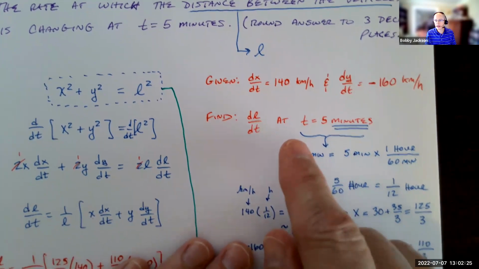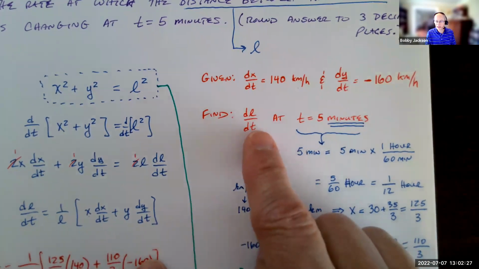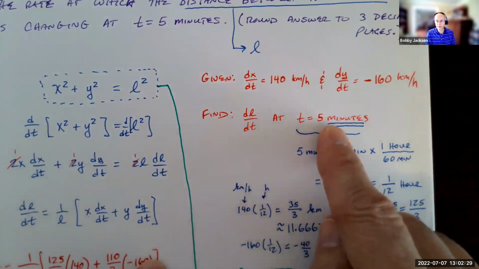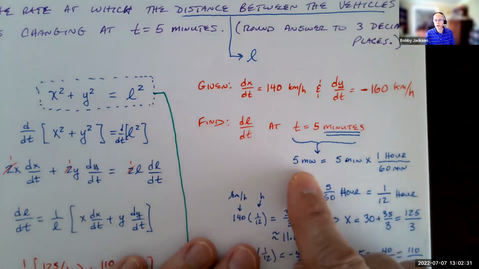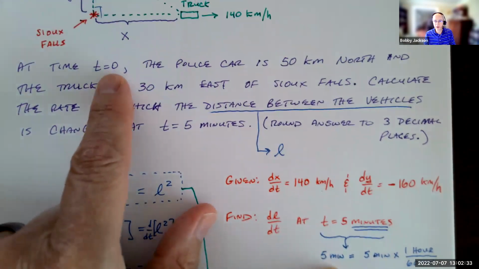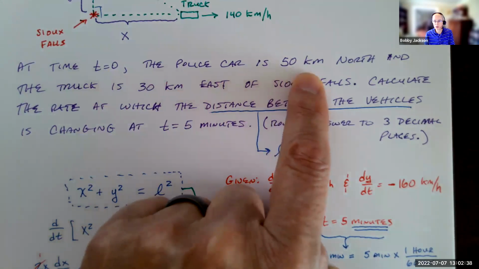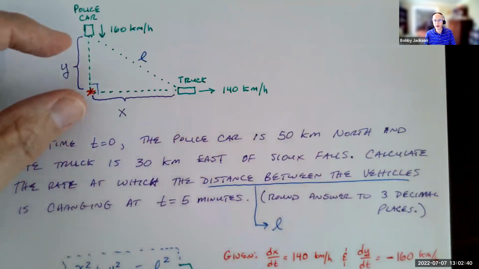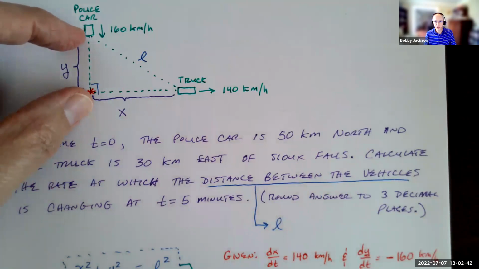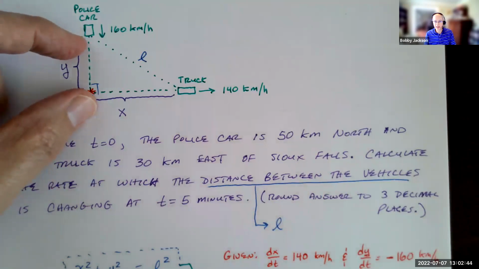Well, we're finding dL/dt at t equals 5 minutes. So first of all, we know what's happening at time 0. We know initially, for instance, the police car is 50 kilometers north, and so the value of y is 50 initially. And then obviously what's going to happen to y? It's going to get smaller.